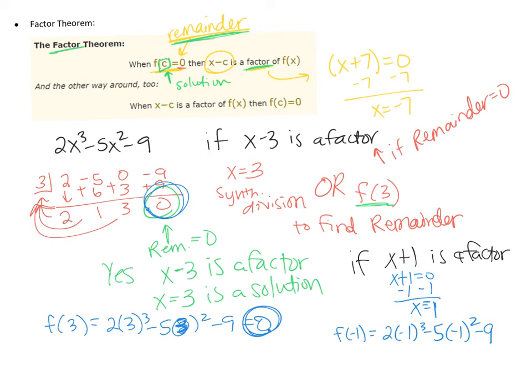If I plug this in, I'm going to get actually negative 16 here. So the answer to this would be that no, it is not a solution and it is not a factor because I did not get a remainder of 0. So no, since the remainder does not equal 0, then x plus 1 is not a factor, which means that x equaling negative 1 is not a solution, right? So that remainder theorem tells us that we can use synthetic division or evaluate at the value. The factor theorem then goes a step further and says, well, if that remainder that we get is actually 0, then we can say it's a factor, then we can say it's a solution.